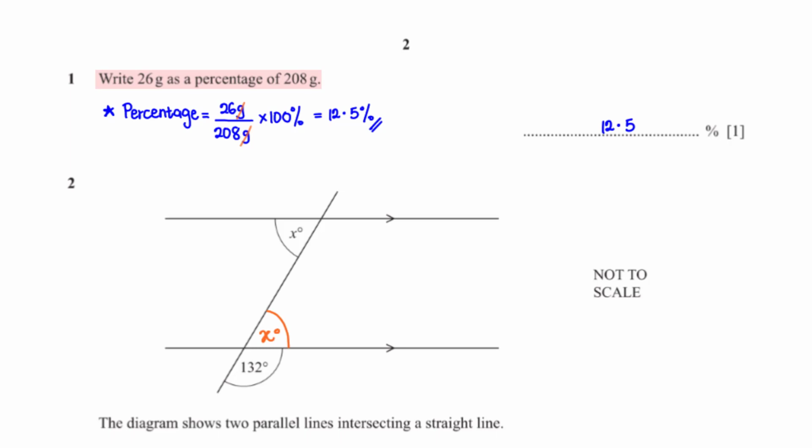Write 26 grams as a percentage of 208 grams. When we set up the percentage equation, the value after the "of", in this case 208 grams, would be the denominator. So we have 26 grams divided by 208 grams times 100%, which is equal to 12.5%.